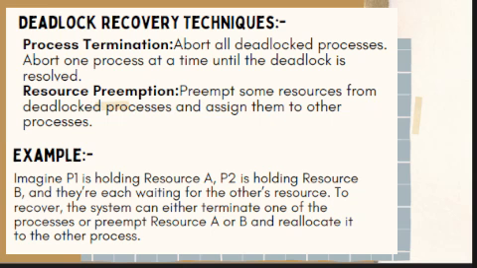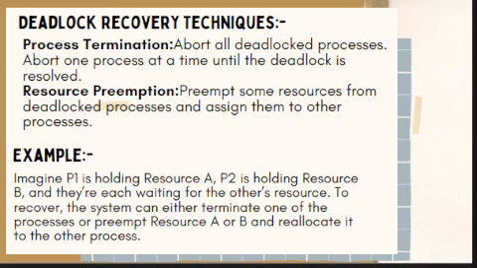There are two ways to resolve deadlocks. Process termination means we can either terminate all deadlocked processes at once or terminate them one by one until the deadlock is resolved. And resource preemption: alternatively, we can preempt resources from deadlocked processes and assign them to other waiting processes, breaking the cycle of dependency.